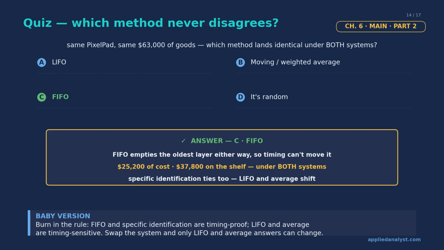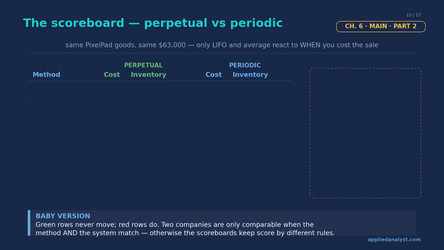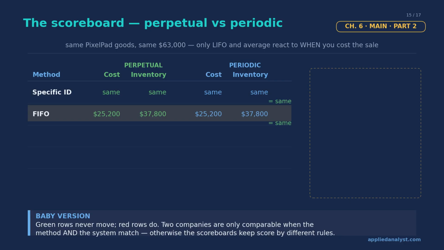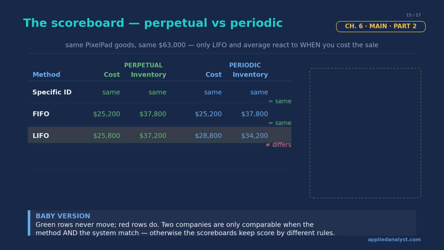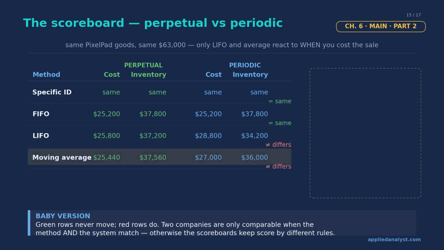Let's put the scoreboard up. Here's the whole scoreboard. Same PixelPad goods, same 63,000, perpetual on the left, periodic on the right. Specific identification, same. FIFO, next. 25,200 of cost and 37,800 on the shelf. Same on both sides. Then the pair that move. LIFO, 25,800 perpetual versus 28,800 periodic. Moving average, 25,440 perpetual versus 27,000 periodic. Green rows never budge. Red rows react to when you cost the sale.